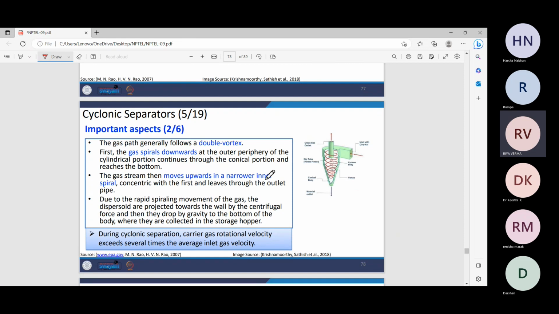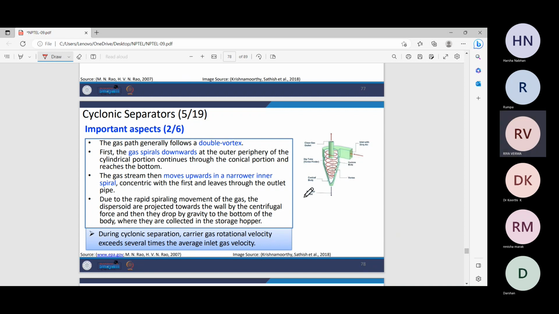And the gas path generally follows a double vortex, because this is your first vortex, and then it continues to move upwards. It's a double vortex. Firstly, the gas spirals downwards along the outer periphery of the cylindrical portion, continues to the conical portion, and then reaches the bottom. Then it starts moving upward in a narrower inner spiral. So that's why this is a double vortex formation, and this is concentric with the first one, and thus it leaves the outlet pipe. Due to this rapid spiraling movement of the gas, the deposits are projected towards the wall.